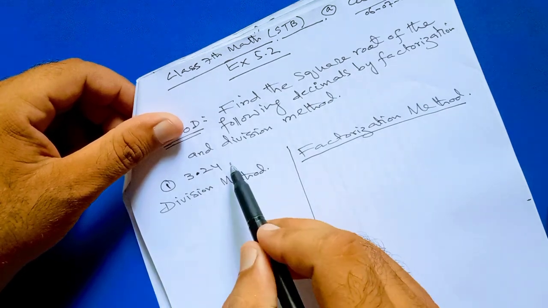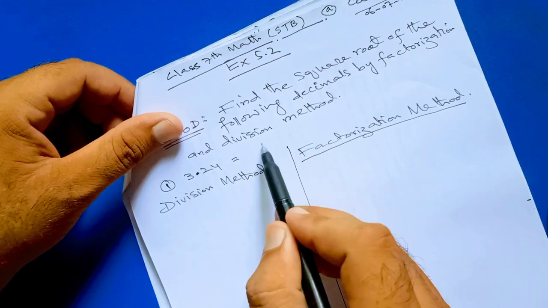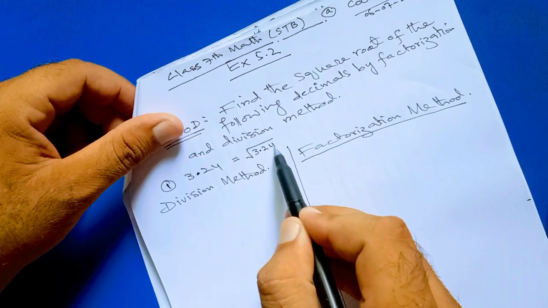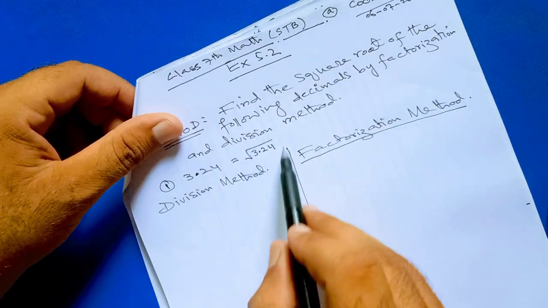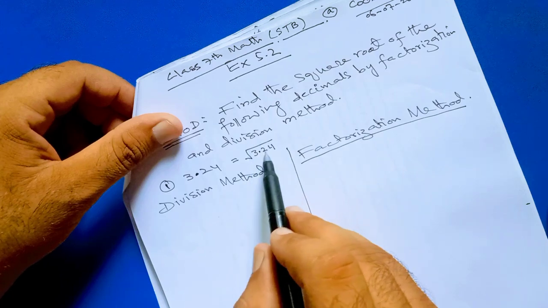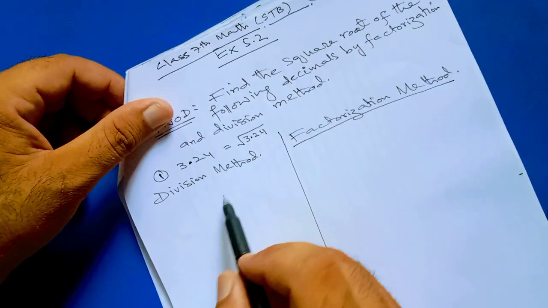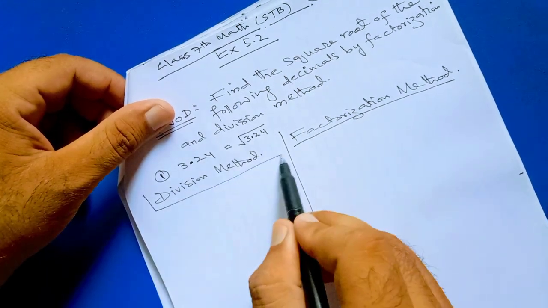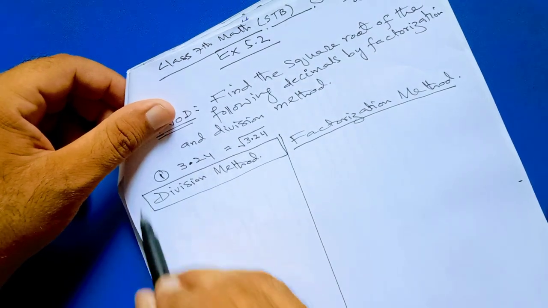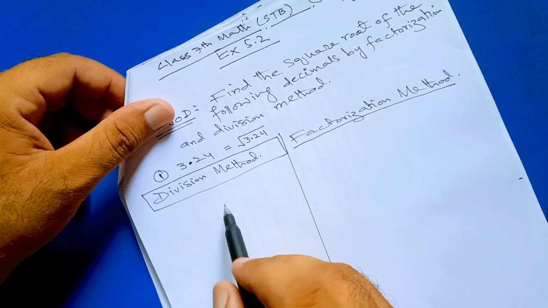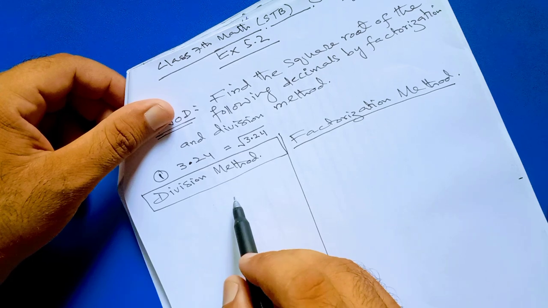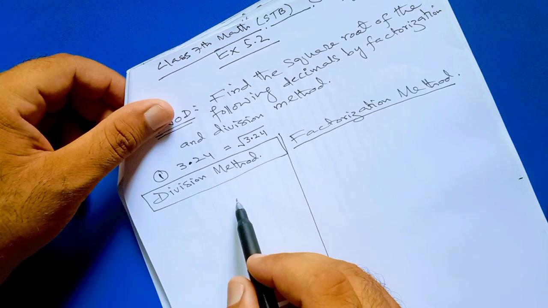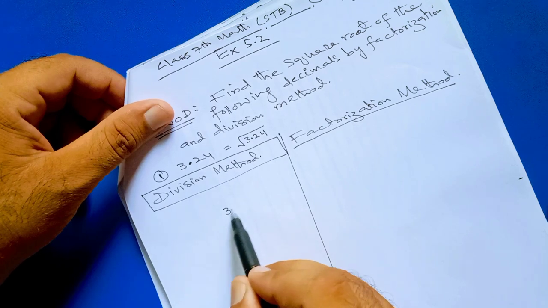What you need to do is write this number in this bracket. It's 3.24. So this is a decimal number, and we need to find the square root of this number. So let's go and find the answer. The division method is supposed to be a good method for finding square roots. So let's check whether it's a good method or not. We write this 3.24 here.